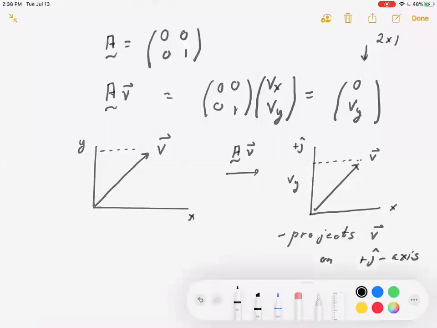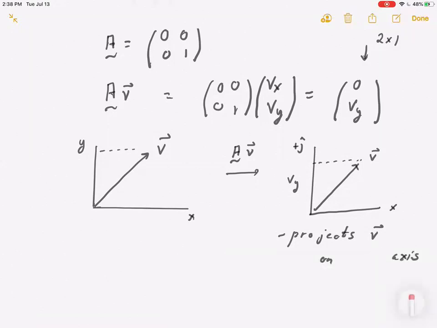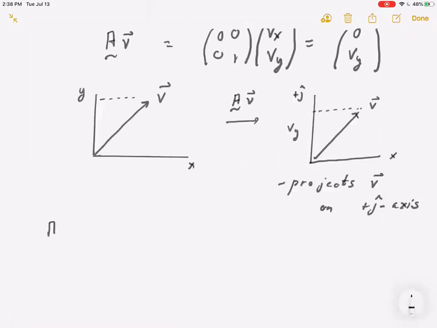I could probably call that positive... Well, that's fine. That's the same as the positive y-axis. Okay, so semantics aside, this is also an example of a projection matrix. So you can see there are many kinds of projection matrices.